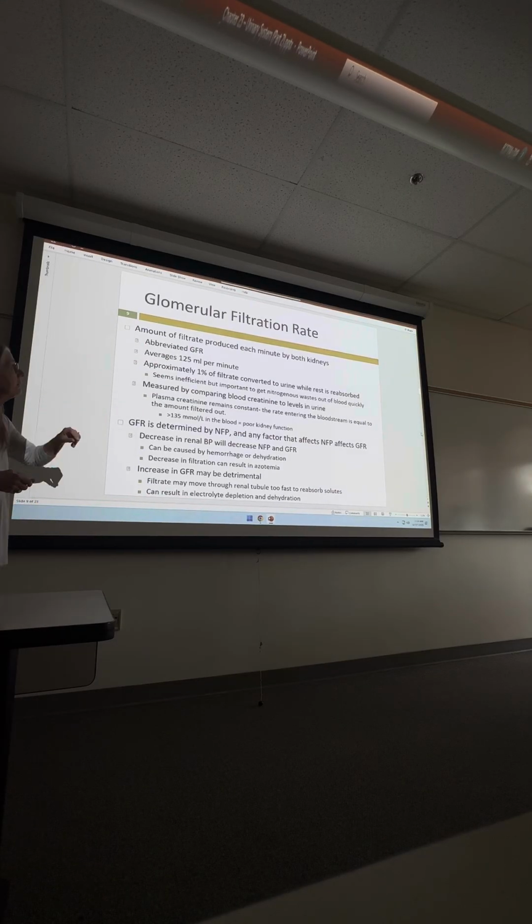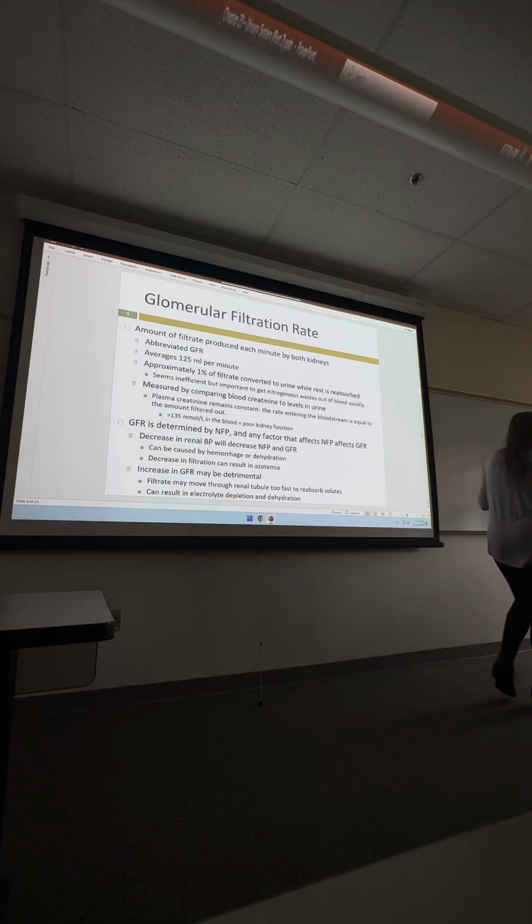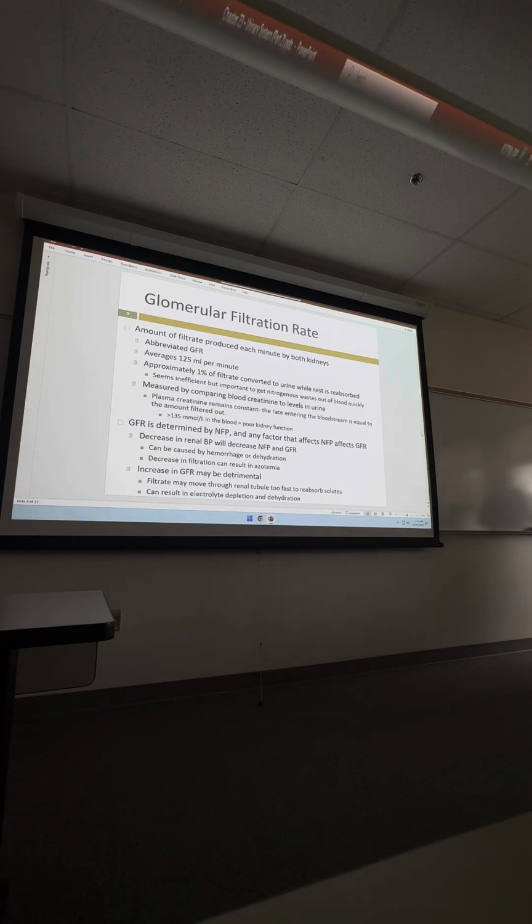All right, so now we're going to talk about the glomerular filtration rate. And the glomerular filtration rate is impacted by your net filtration pressure. As we can see, we have an average of 125 mils per minute, meaning this is what's produced every minute by your kidneys, filter-wise, fluid-wise. Quite a bit, isn't it? 125 mil? It's a good amount of fluid in a minute.